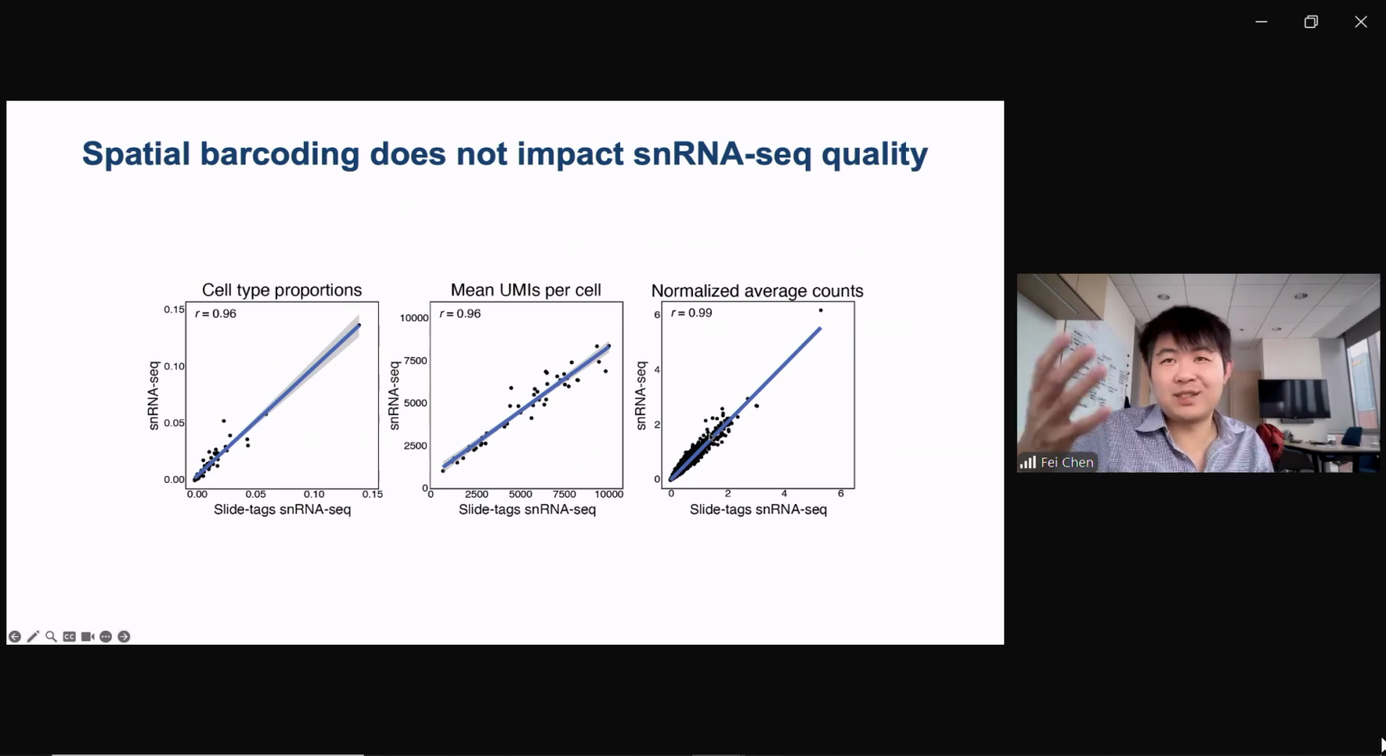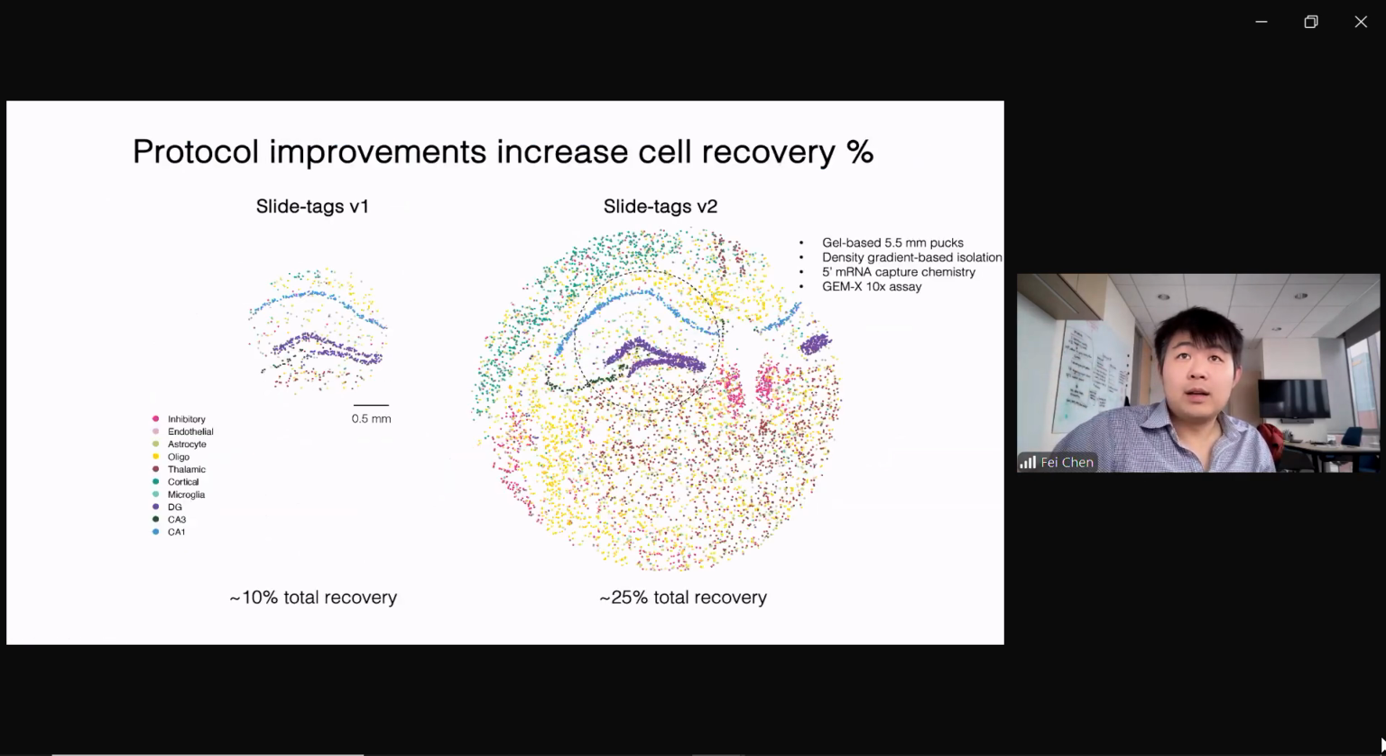And that's just because it's the same data. Then, I think the only thing to say is that you don't get every single cell that you sequence from the tissue, right? You lose some cells in the drop-seq barcoding, you lose some cells in the nuclei extraction. In the first version of the protocol, we estimated we're getting about 10% total recovery from the tissue.